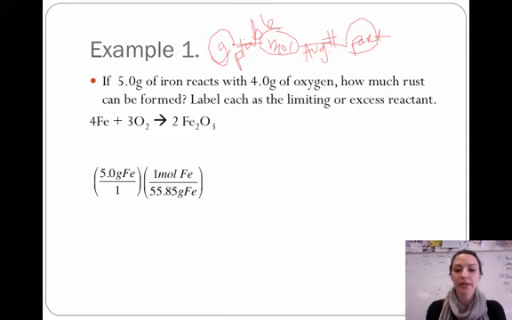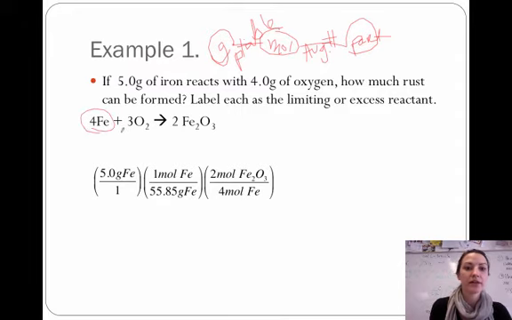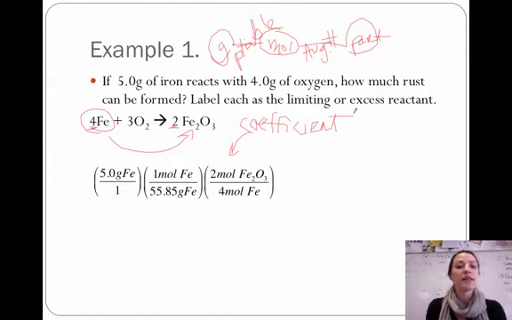Next thing we're going to be doing is using our mole ratio. If you look at our equation here, we have 4 moles of iron for every 2 moles of rust. So it's a 4:2 ratio. We get this number from the coefficients of our balanced equation, so you have to make sure you have a balanced equation.